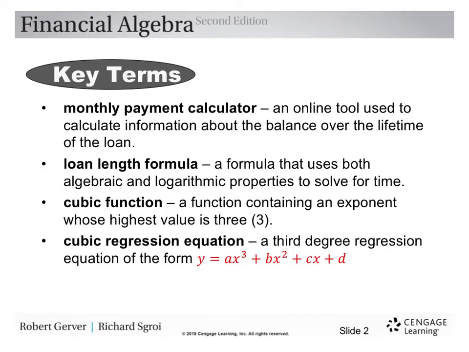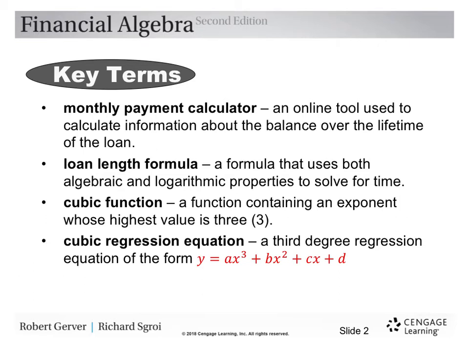We have a few key terms here. We have monthly payment calculator. This is an online tool used to calculate information about the balance over the lifetime of the loan. There's the loan length formula, a formula that uses both algebraic and logarithmic properties to solve for time. There's cubic function, a function containing an exponent whose highest value is 3. This is also referred to as degree 3.